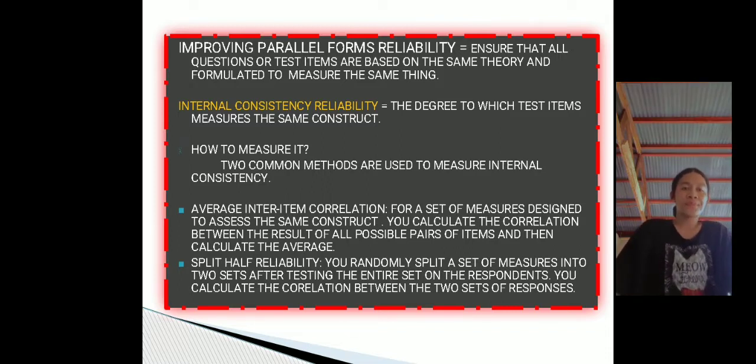First is the average inter-item correlation. For a set of measurements designed to assess the same construct, you calculate the correlation between the results of all possible pairs of items and then calculate the average. The next one is split-half reliability. You randomly split a set of measures into two sets after testing the entire set on the respondents. You calculate the correlation between the two sets of responses.